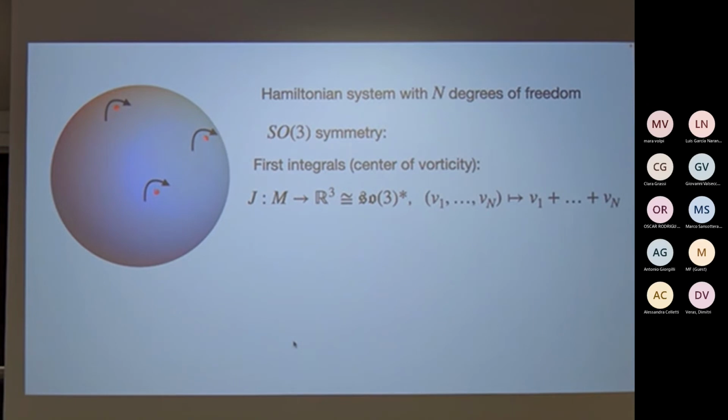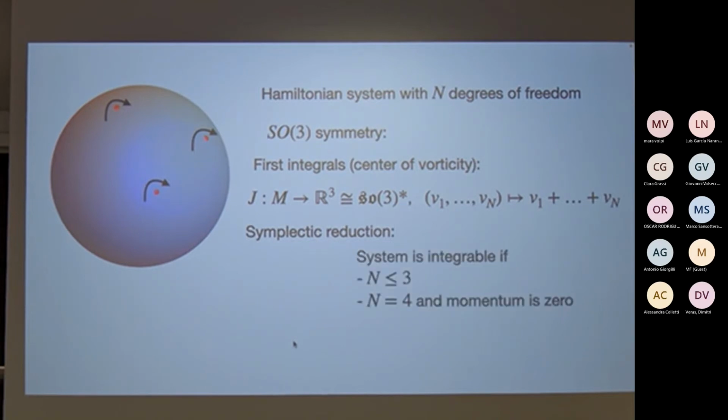So v_1 to v_n are the positions, look at points in the sphere. Well, if you interpret them as points in R^3 and you add them up, then this quantity is constant. So if you do symplectic reduction, namely you fix the value of the integral and you quotient out by the appropriate symmetry, what you find out is that the system is integrable if n is less than or equal to 3, or if the value of that integral is equal to 0. In any other case, you should expect periodic dynamics.